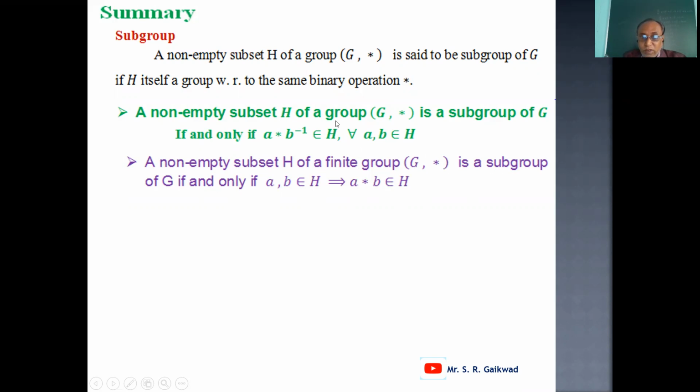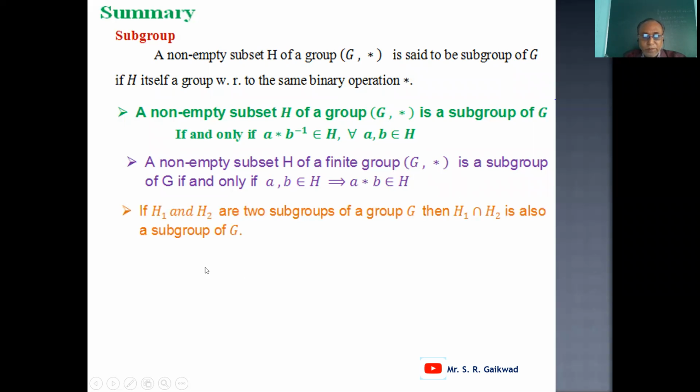Here G is not finite. Here G, star is only a group. At that time, A, B belongs to H implies A star B inverse belongs to H, then H is a subgroup. If G is a finite group, then H is a subgroup of G if A, B belongs to H implies A star B belongs to H.